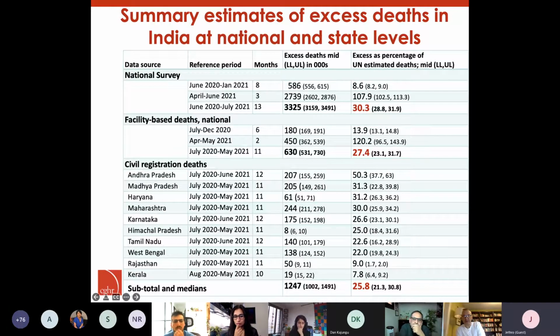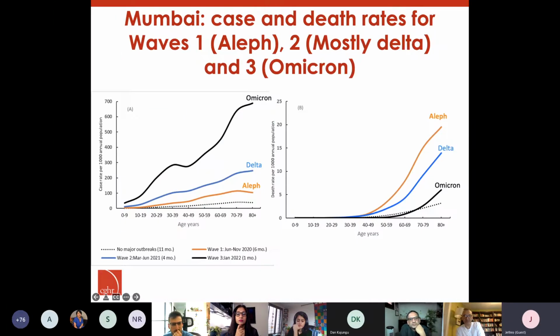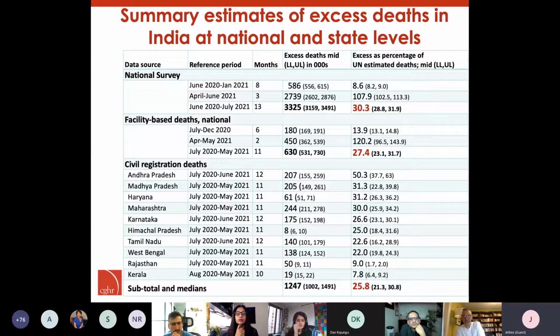So this is to recap all of the evidence. The CVoter-based national polling results show about 30% excess mortality, and the facility-based estimate is 27%. And then we took several states that had good quality civil registration death reporting over at least a 10-month period, and conservatively, that comes up to about 26%. So there's a striking consistency between these estimates, and as mentioned, also a consistency with external estimates, including modeling-based estimates.